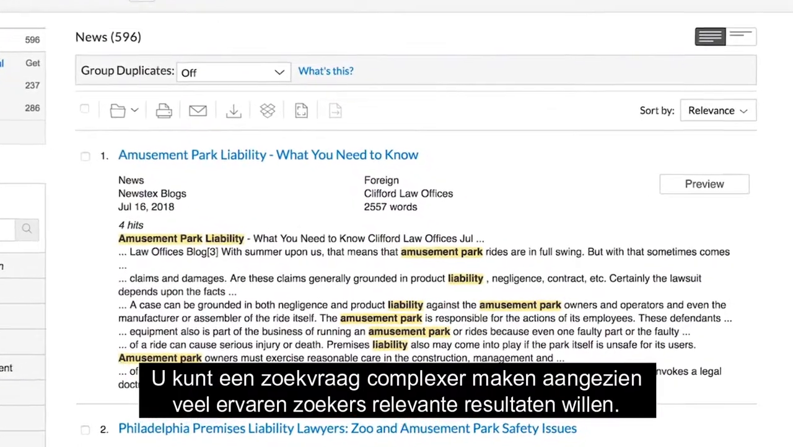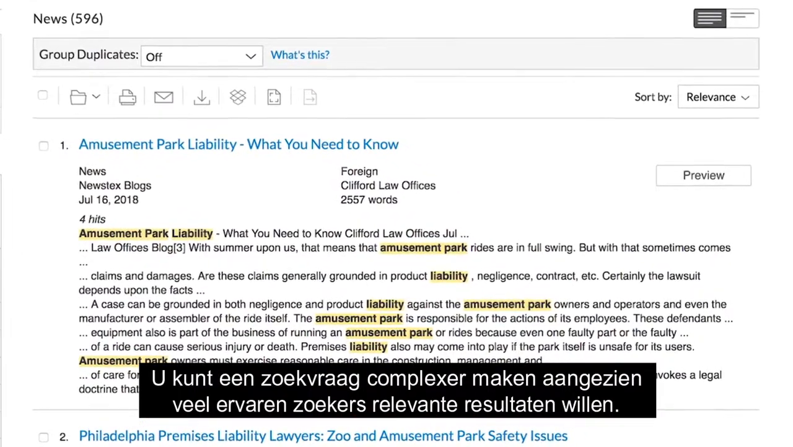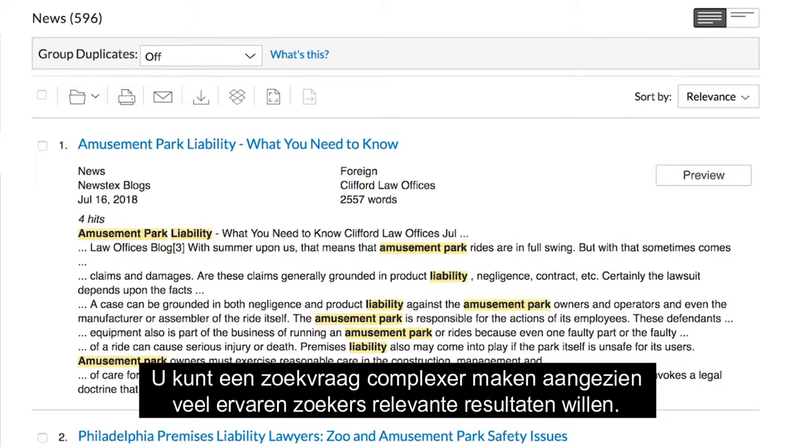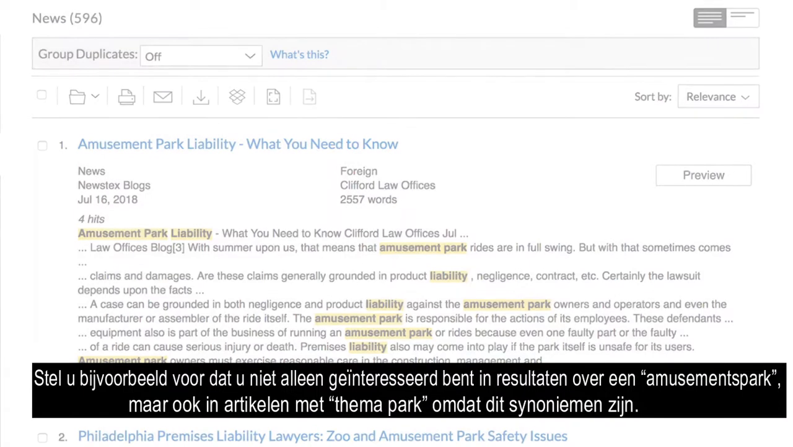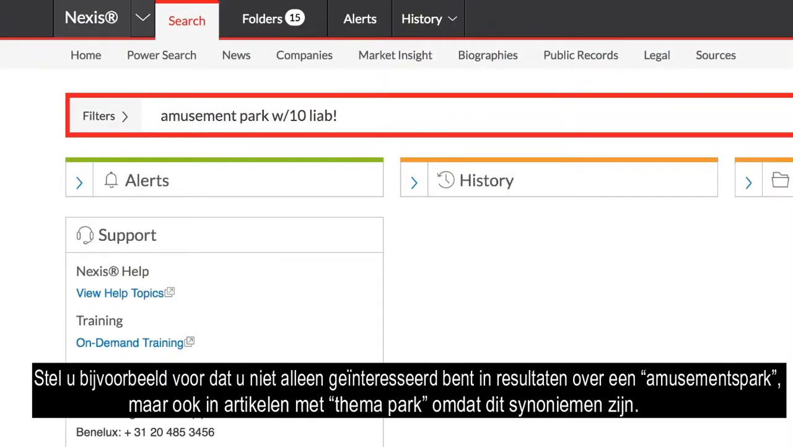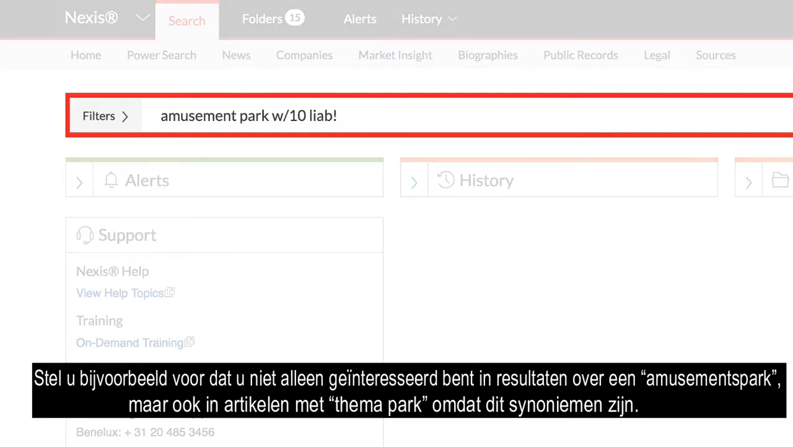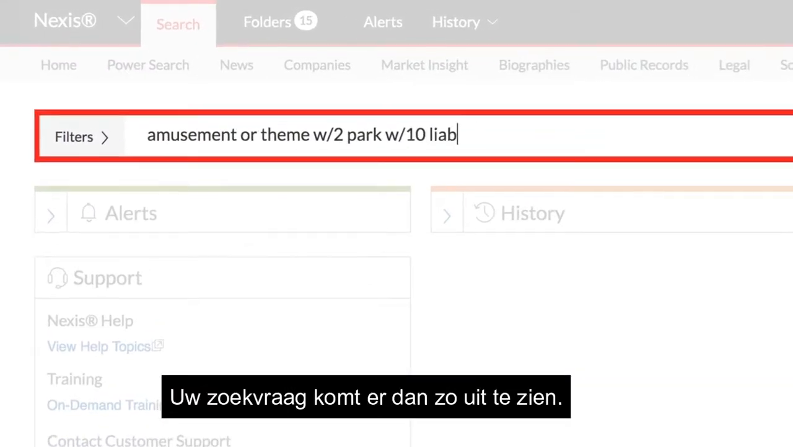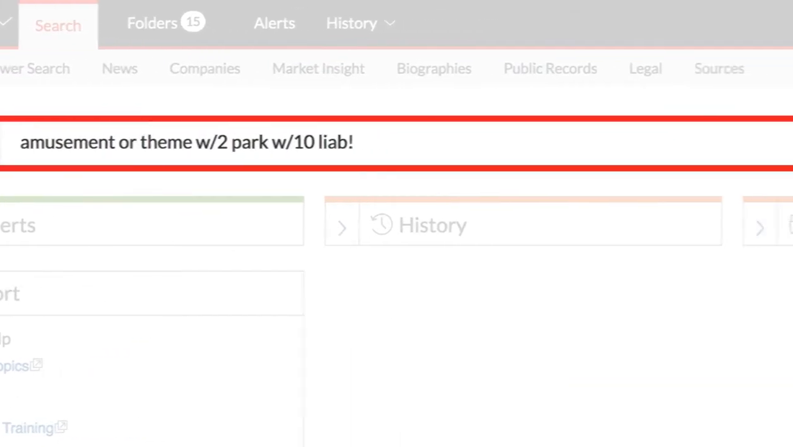It is possible to add a layer of complexity to the search, as many expert-level researchers are interested in performing. For instance, assume that you would be interested in not just finding references to an amusement park, but instead you realize that a theme park would be an equally acceptable term. Perhaps instead your search would look like this.